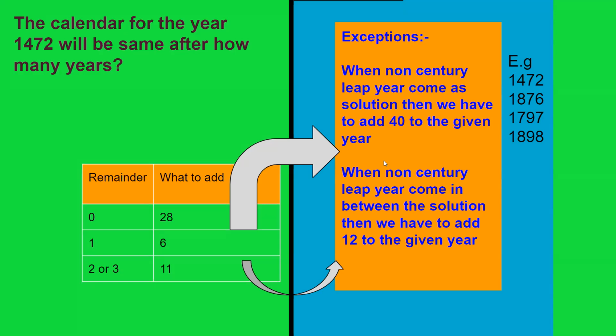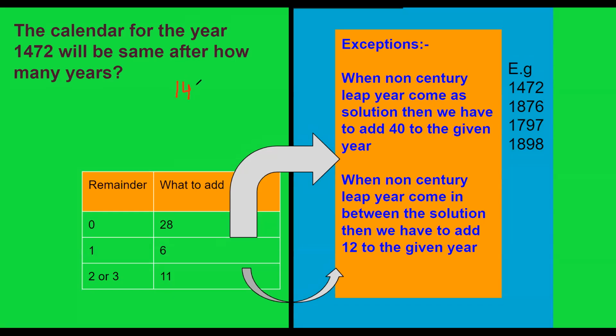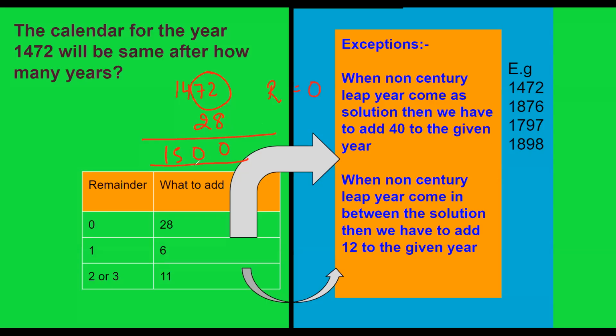Now you see this here. If you take 1472, then 72 is completely divisible, which means the remainder is 0. So it should repeat after how many years? 1500, right? When it is a century year, then it is no problem. But 1500 cannot be divisible by 400, so it is a non-century year.